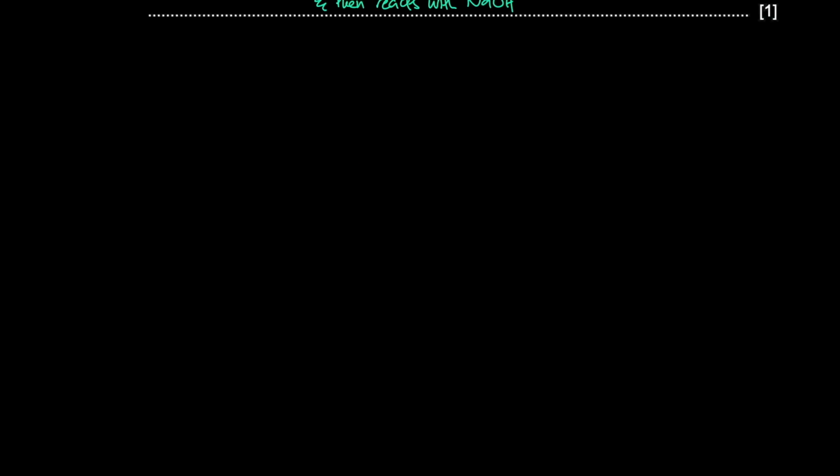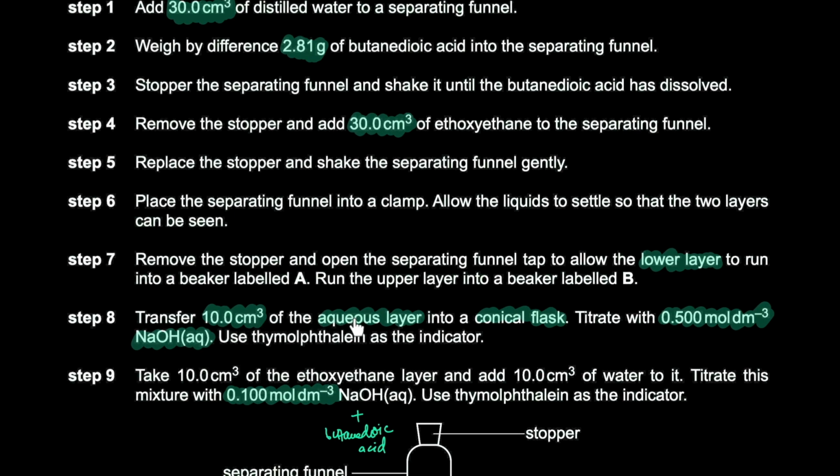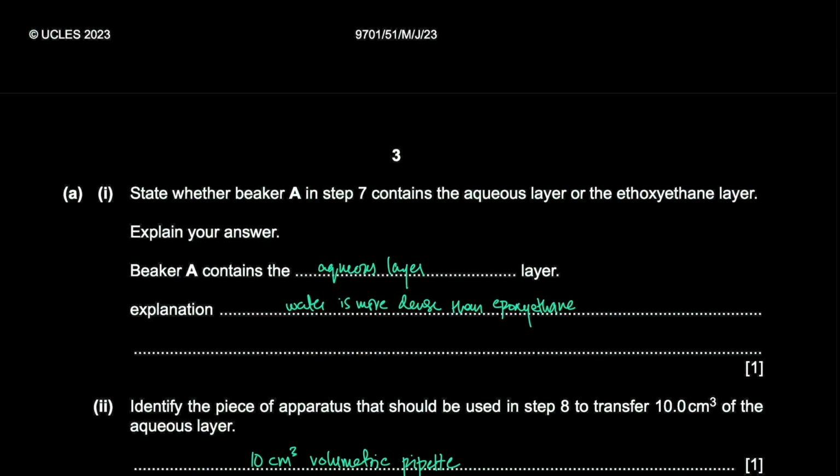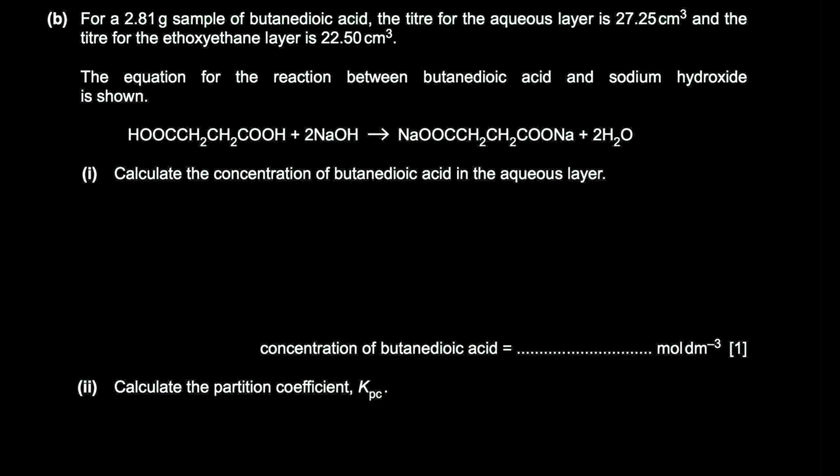Now for the titration of the aqueous layer, we took 10 cm cube of the aqueous layer and we titrated it with 0.5 mole per dm cube sodium hydroxide. So over here the concentration of sodium hydroxide is 0.5 mole per dm cube. The volume of sodium hydroxide used is 27.25 cm cube, that's the volume of the titer for the aqueous layer. And the volume of the aqueous layer itself is 10 cm cube.